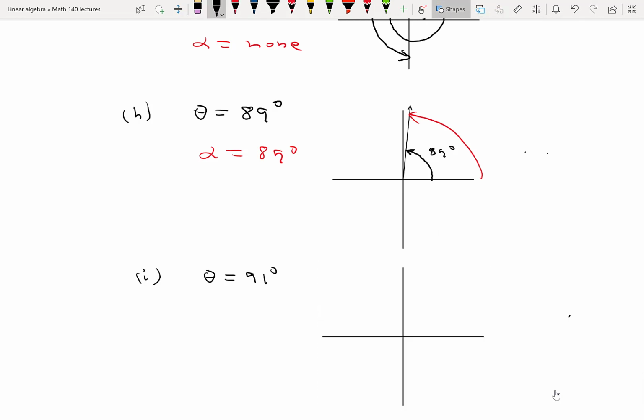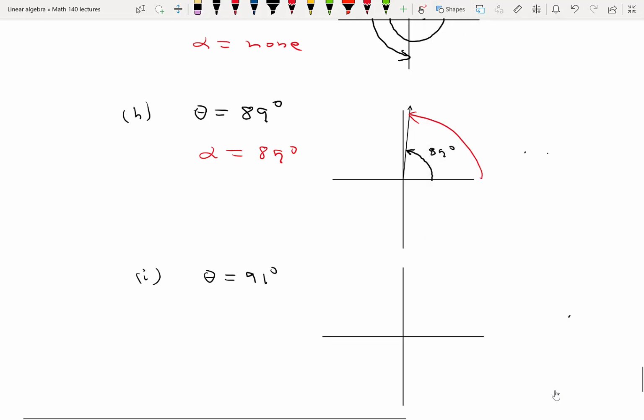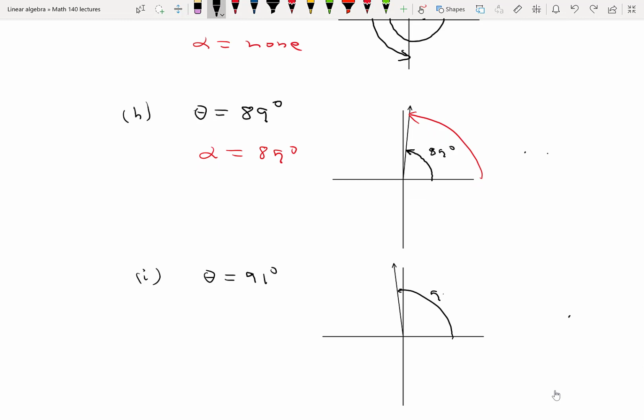91 degrees. Just like 89 degrees, it's really close to the y-axis. Really, really close to the y-axis. So this is like 91 degrees right here. So this is the reference angle. It's still 89 degrees.